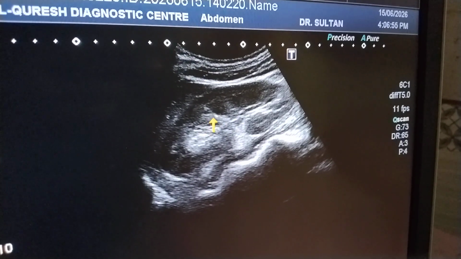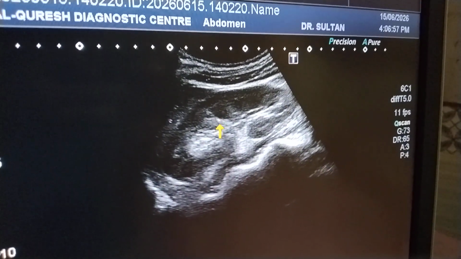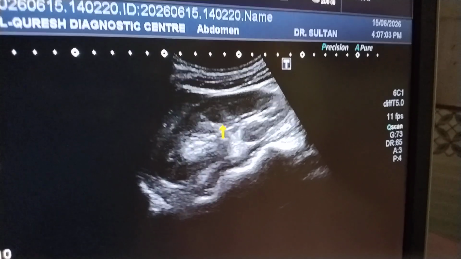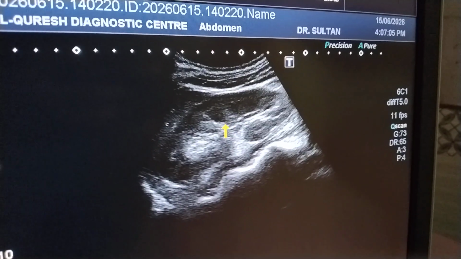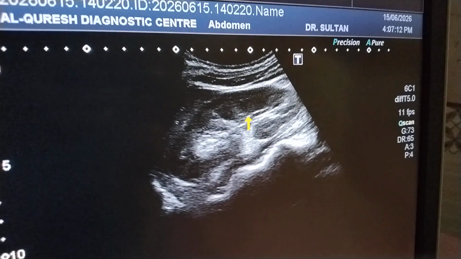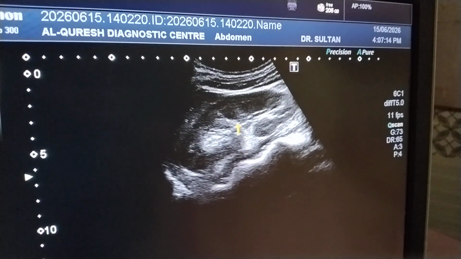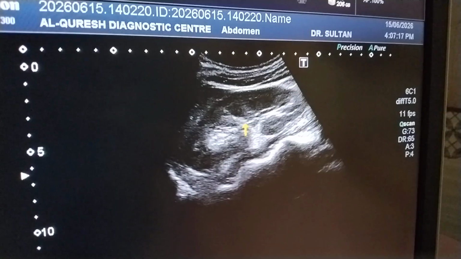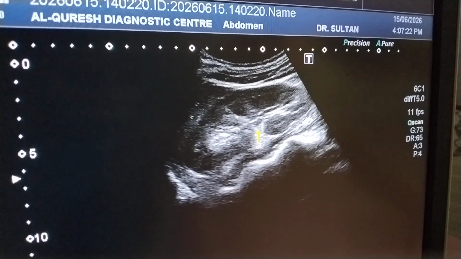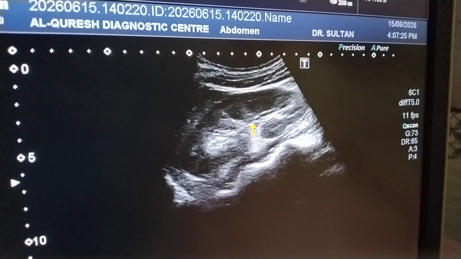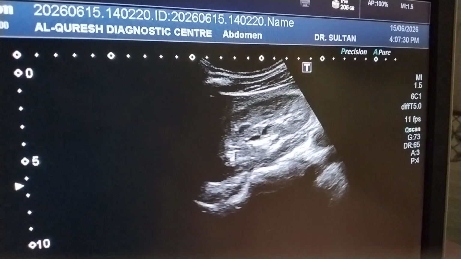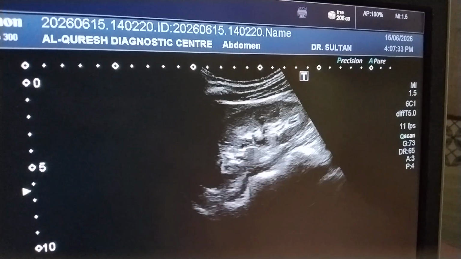So first here, the calyces which collect the urine from the pyramid are the minor calyces. Almost 8 to 18 minor calyces are present in the upper, mid, and lower pole region. These carry the urine, and then these combined minor calyces form the major calyces, which are 2 to 3 in number, and then major calyces combine to form the renal pelvis.